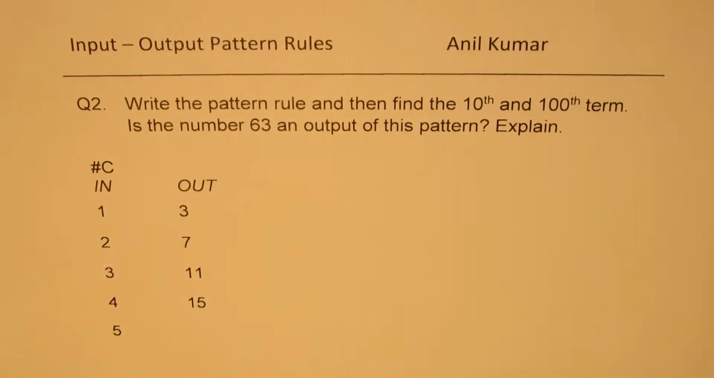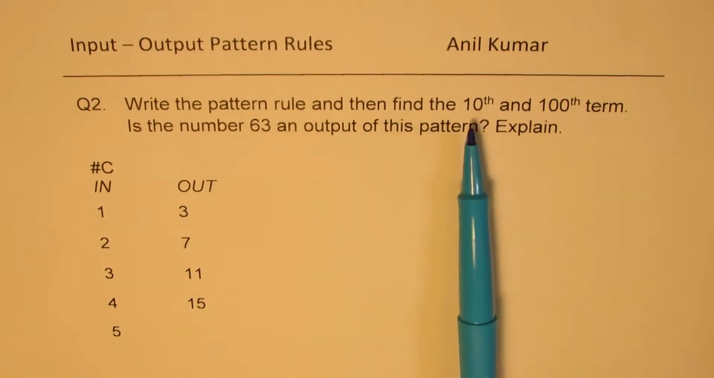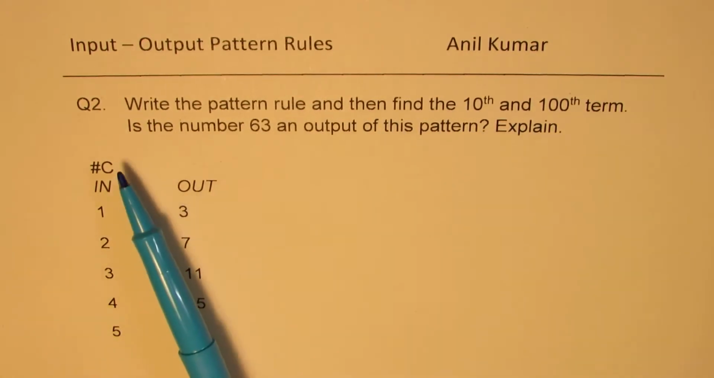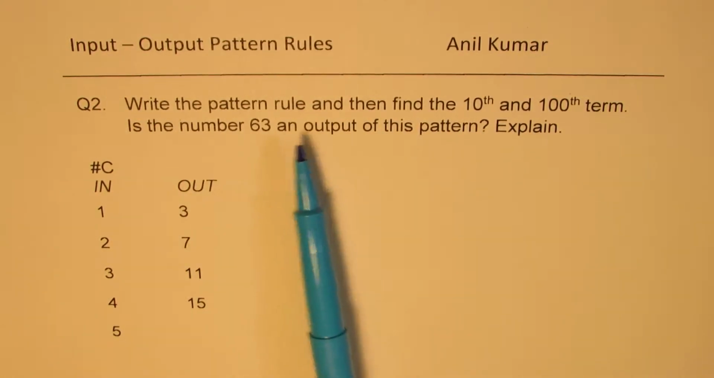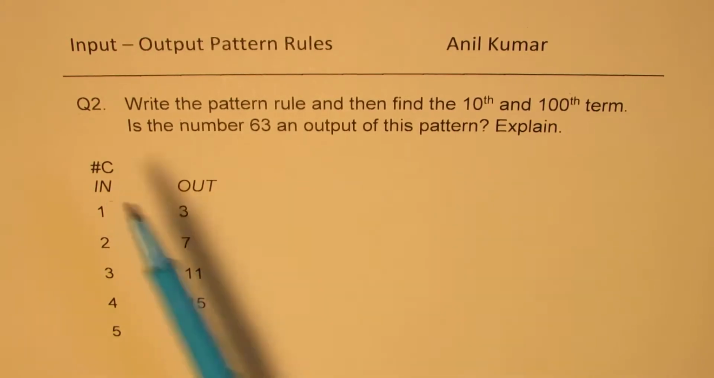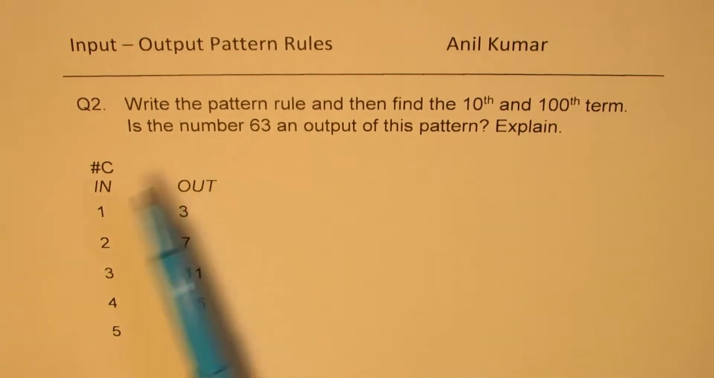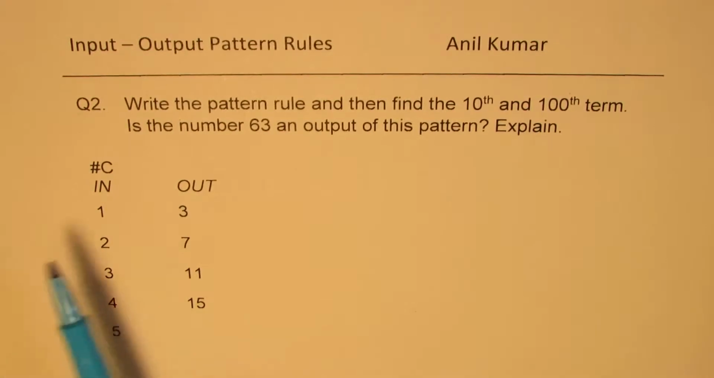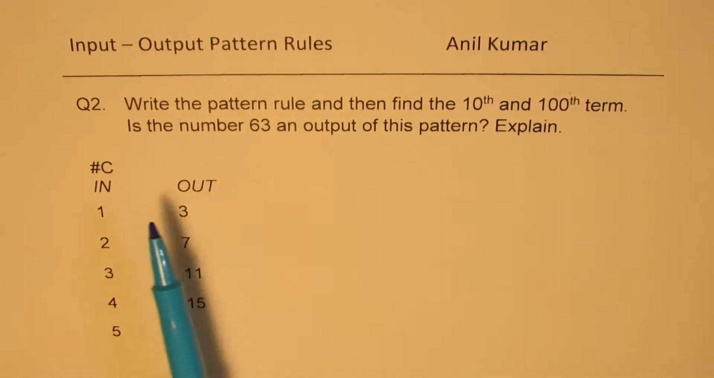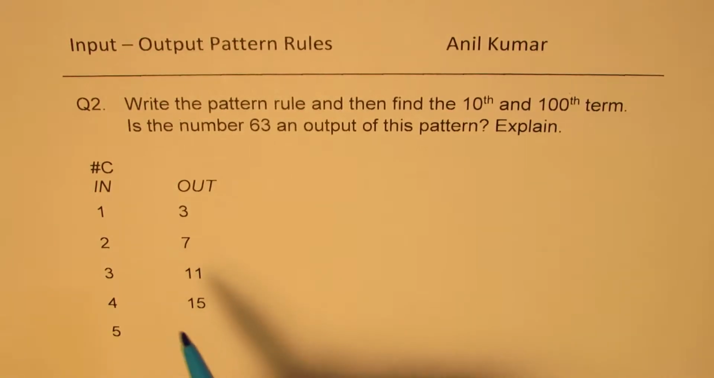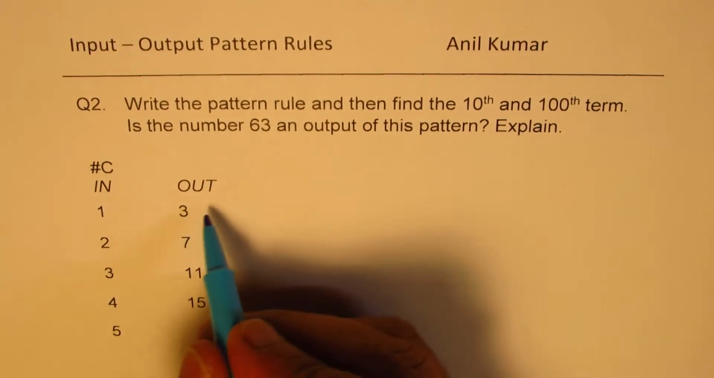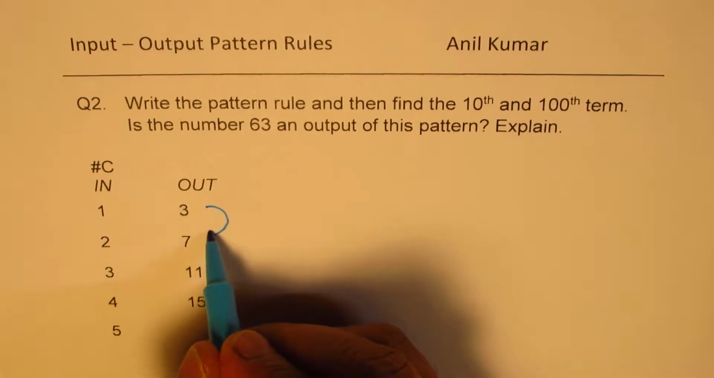Question number 2 is, write the pattern rule and then find the 10th and 100th term. Is the number 63 an output of this pattern? Explain. Now, last time the input-output rule was given to us. Now we need to figure out this rule. How do we find it? So we'll work backwards. That is, we know the output. Let us see how the output changes.